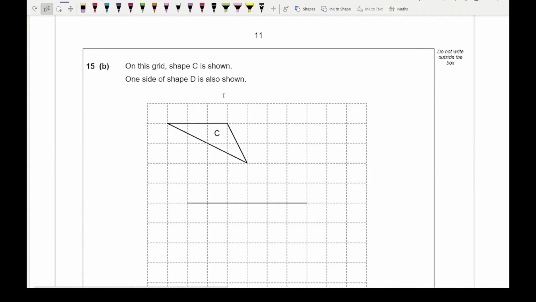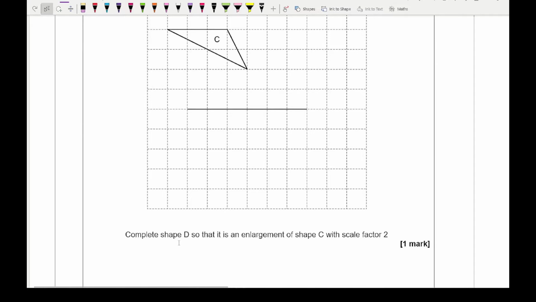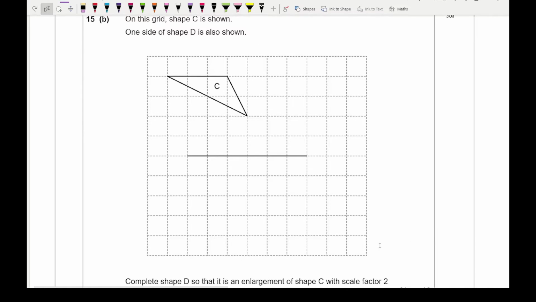One side of shape D is also shown. And it says complete shape D, so that is an enlargement of shape C with a scale factor of 2. So we need to double the edges. So we've got the vertexes. So from this, we've got a side of 3.